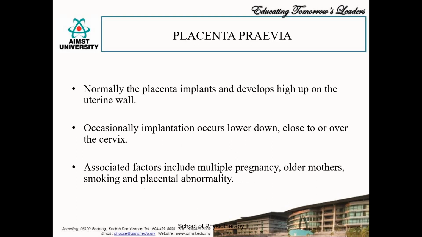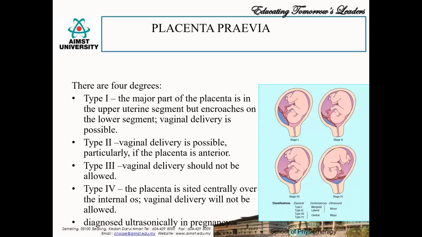Okay. The next is placenta previa. Normally the placenta has to be embedded high in the uterine wall. But if it is lying lower or in other places, it is called placenta previa. There are four types of placenta previa. In the first stage, the placenta is on one side of the uterus, but near the cervix.